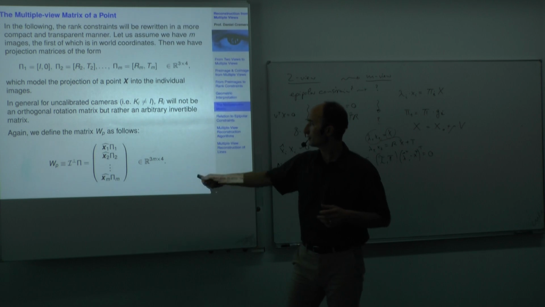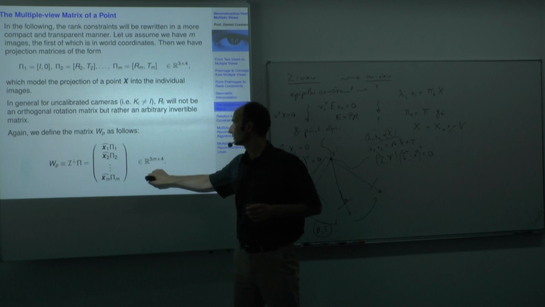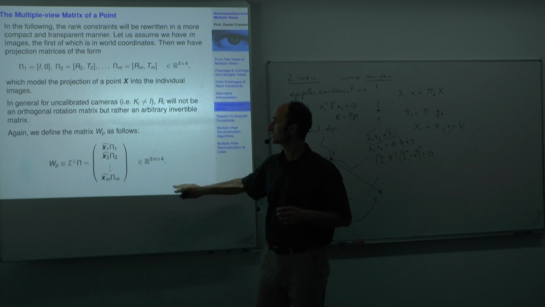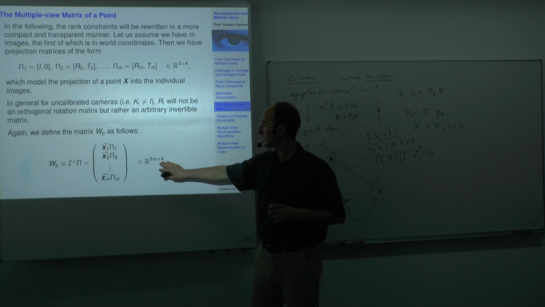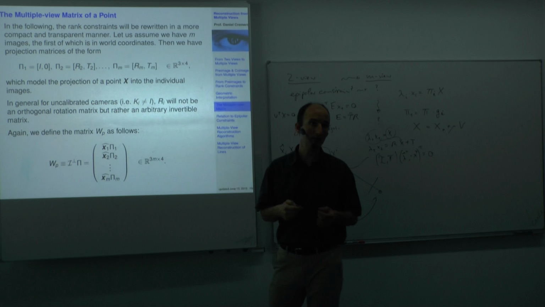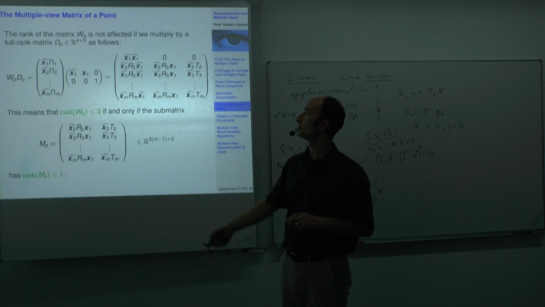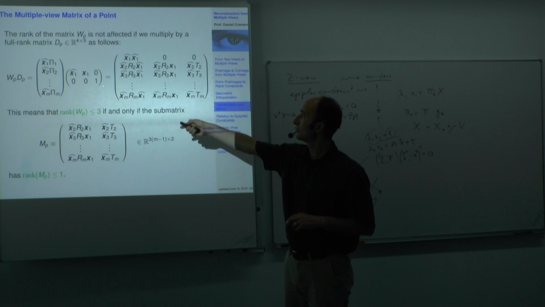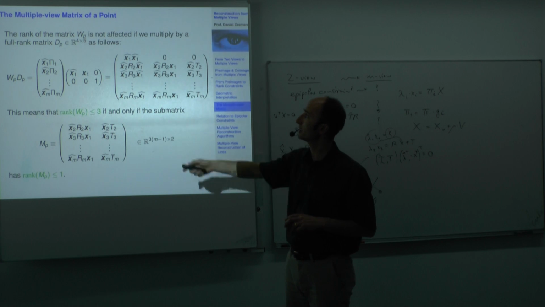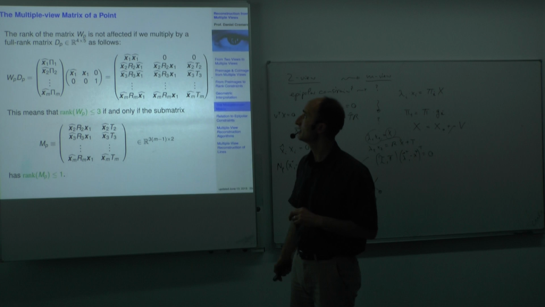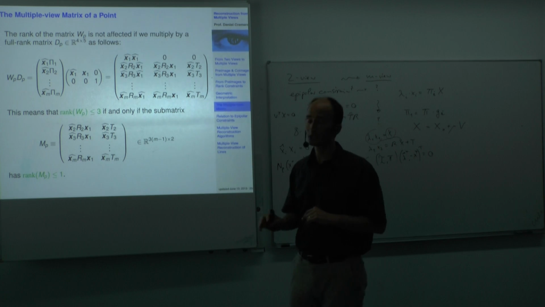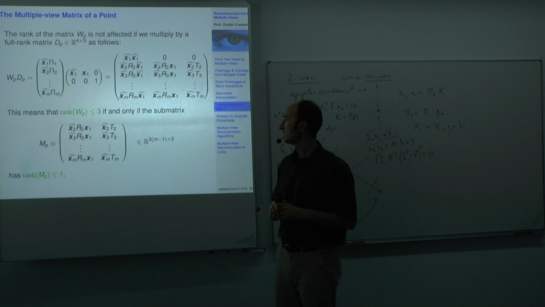We had the matrix WP, here it is again, and we saw that it is a 3m by 4 matrix, and for the case of points, we said that the rank is at most 3. There is a non-trivial null space to that matrix. Now what we do is we take this matrix WP and we multiply it by this matrix. It's a bit strange at first glance why you would multiply by the matrix DP, but I'll show you in a second why we do that. Actually, it's not difficult to see.